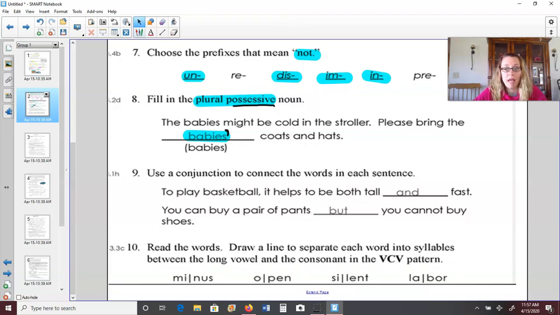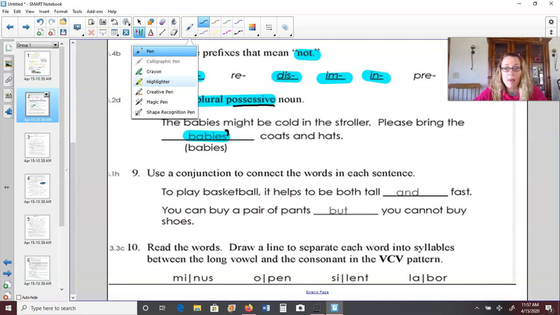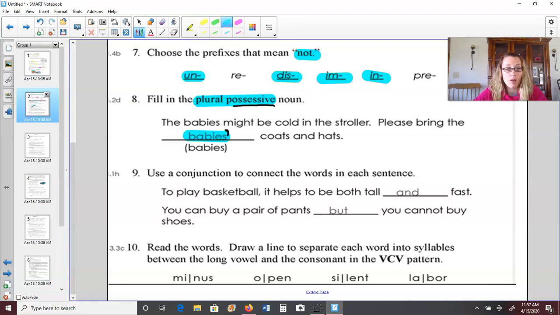Okay? Number 9, use a conjunction to connect the words in each sentence. So we have to play basketball. It helps to be both tall, blank, fast. A conjunction are those short words and, or, but, so that join our sentences together or parts of a sentence. And for this, to play basketball, it helps to be both tall and fast. So we wouldn't say tall or fast. We want both qualities. So we need to use the joining word and. You can buy a pair of pants. You cannot buy shoes. So but would be the best conjunction to use because it's saying you could buy one, but not the other.